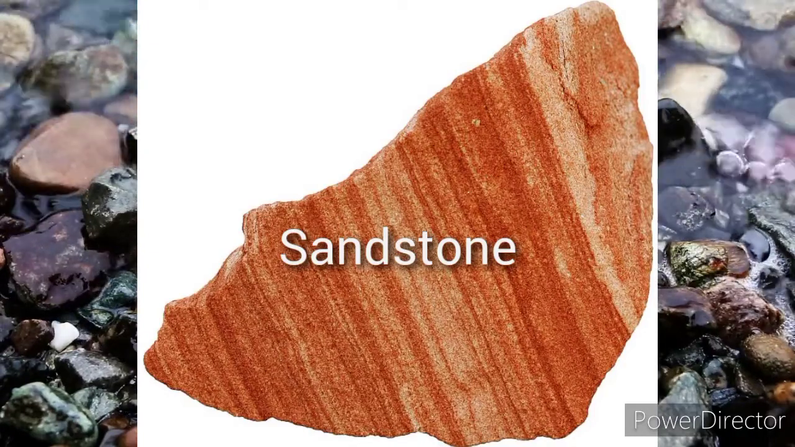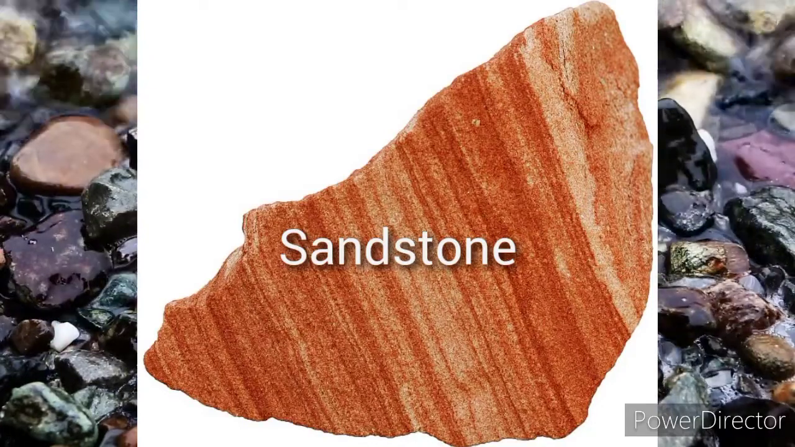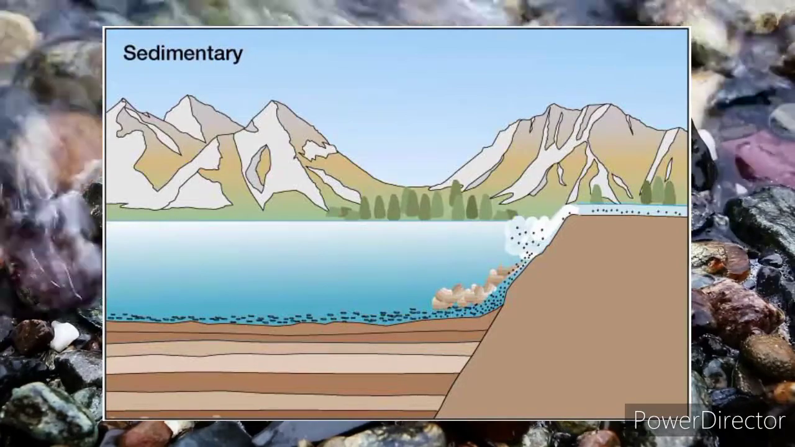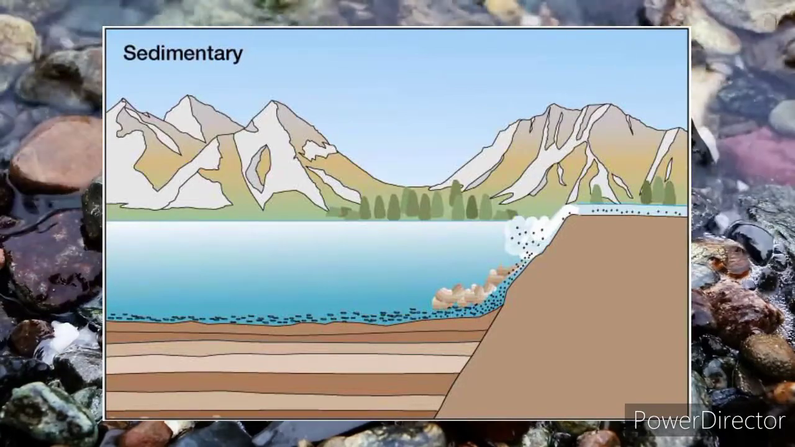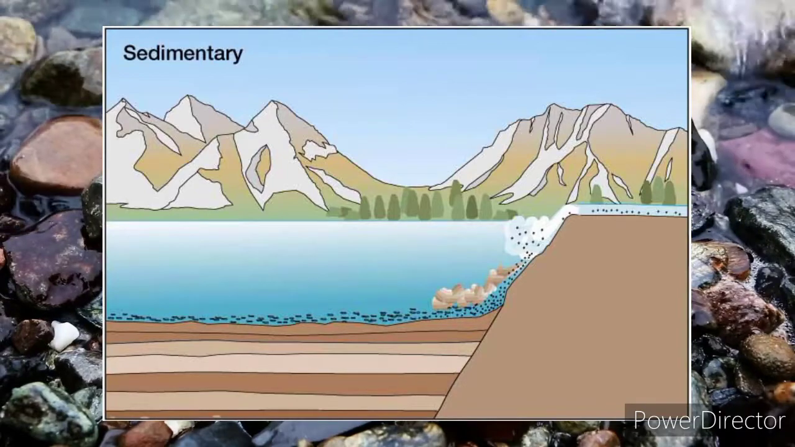Mechanically formed sedimentary rocks. You can take for example sandstone. A sandstone is a mechanically formed sedimentary rock. So when small grains of sand get compressed due to pressure, they stick to one another and form a rock.